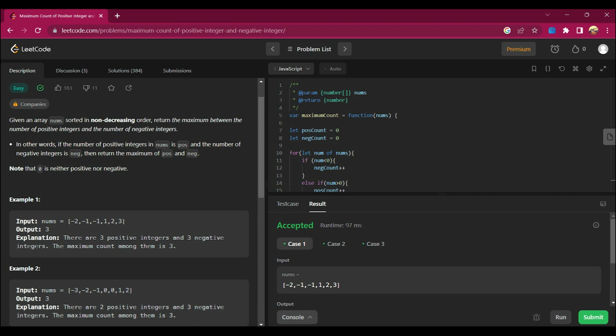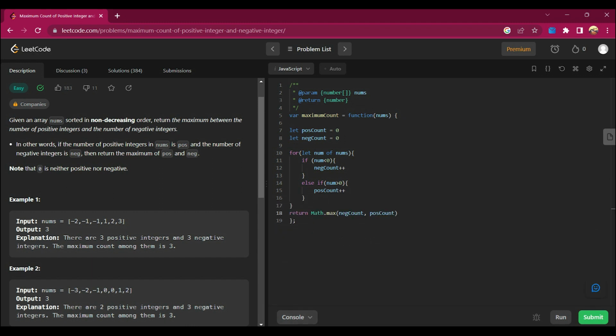What we did here is we used the Math.max function that will give us the maximum value between both of these values. These two values hold the number of positive and negative counts. So that was all in the question, guys.